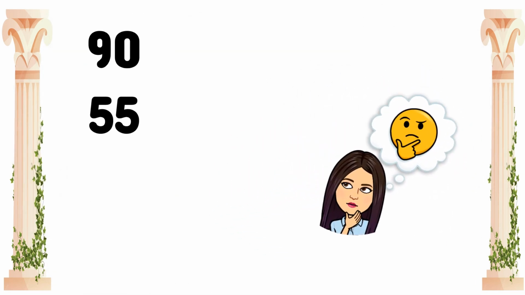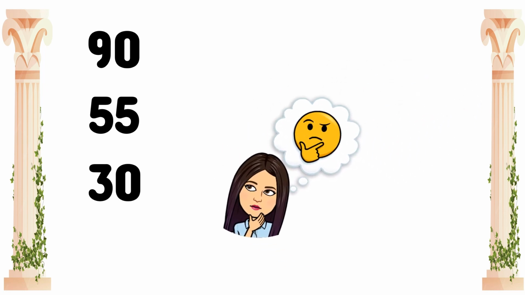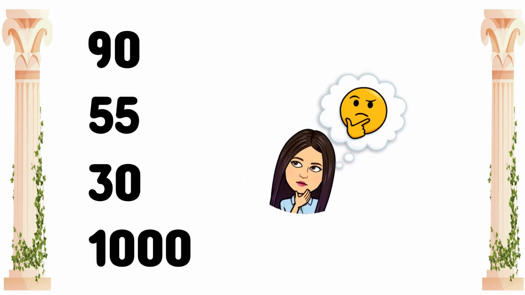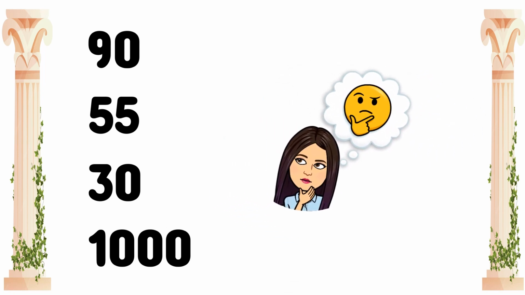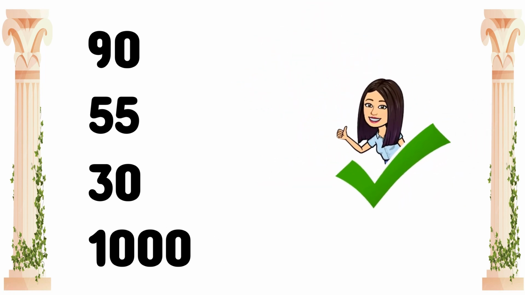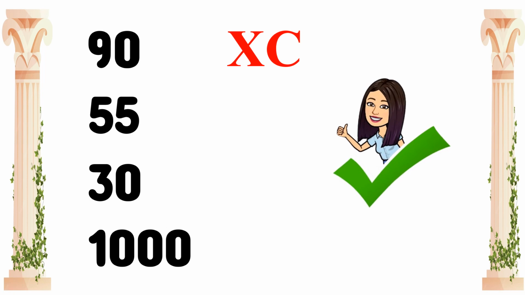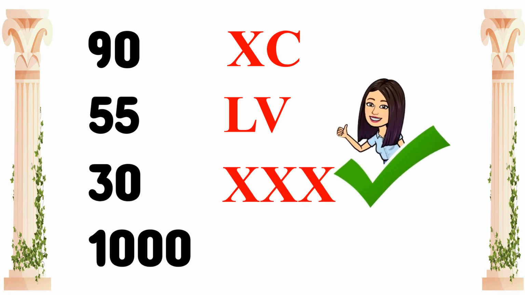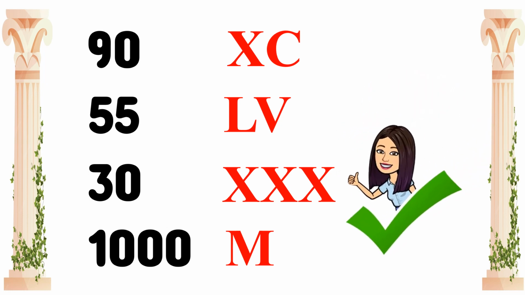Ninety, 55, 30, 1,000. Let's check your answer. 90 is XC. 55 is LV. 30 is XXX. And 1,000 is M.